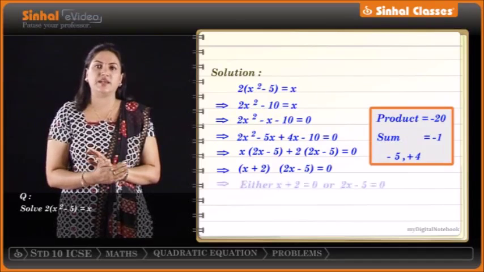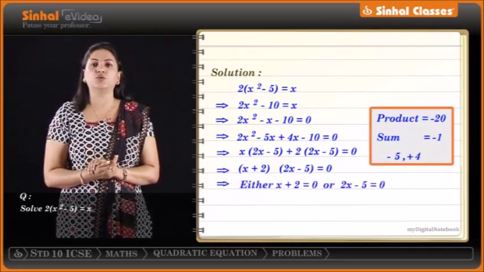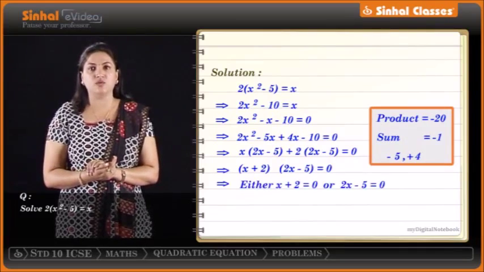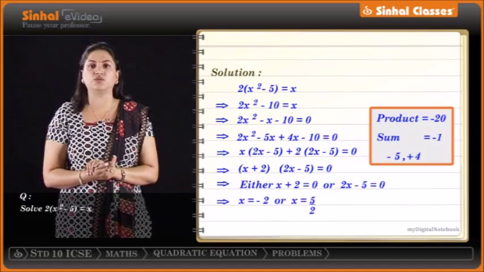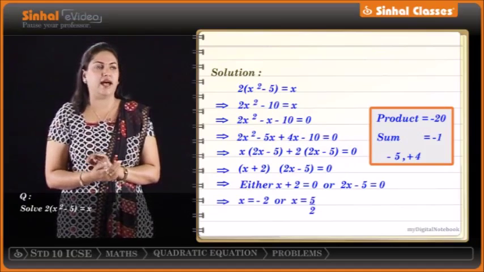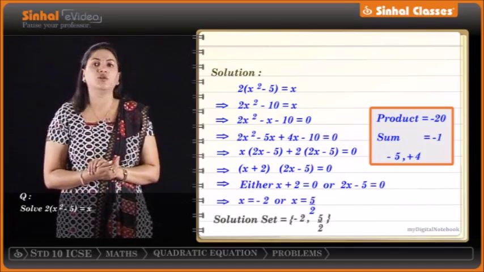So either x plus 2 is 0 or 2x minus 5 is 0. So x is equal to minus 2 or x is equal to 5 upon 2. So we write down the solution set as {minus 2, 5 by 2}.